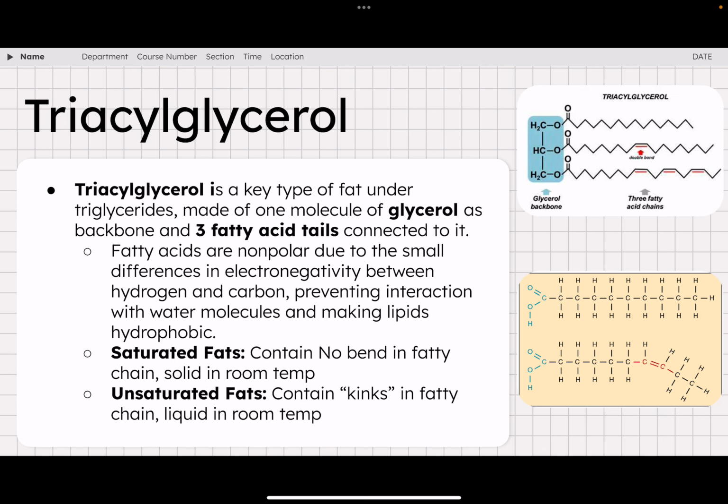So triglyceride, right? It's a key type of fat, and it's made of one molecule of glycerol, the blue part in the top diagram right here, as a backbone, and three fatty acid tails. So those three lines coming out of it, right? Fatty acid tails are nonpolar due to small differences in electronegativity between the hydrogen and carbon, preventing interaction with water molecules and making lipids hydrophobic.